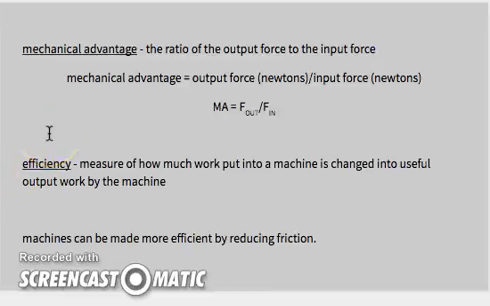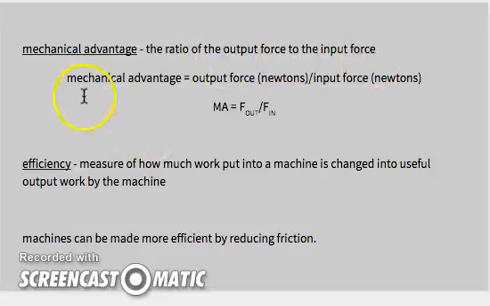What we're going to take a look at today and maybe tomorrow is mechanical advantage and efficiency. These are two calculations. I know, guys, more math. We love math, don't we? Mechanical advantage is the ratio, where we divide one thing by another, of the output force to the input force.